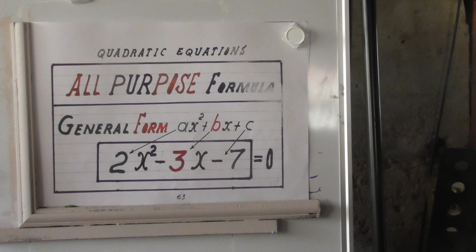Quadratic equations. That means something with x squared, and an equation because it equals naught. We have done an exercise with sort of this part, and we did that by trial and error.